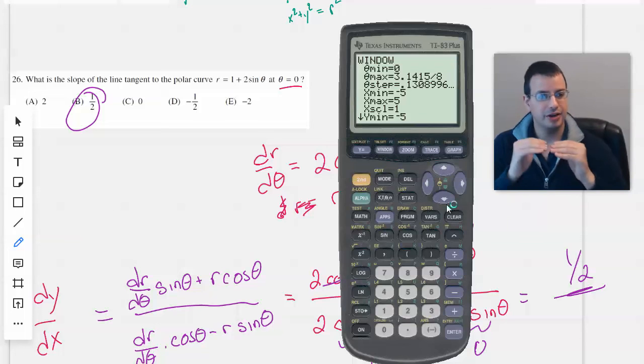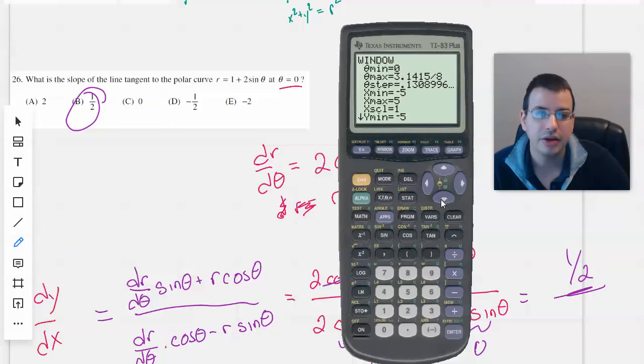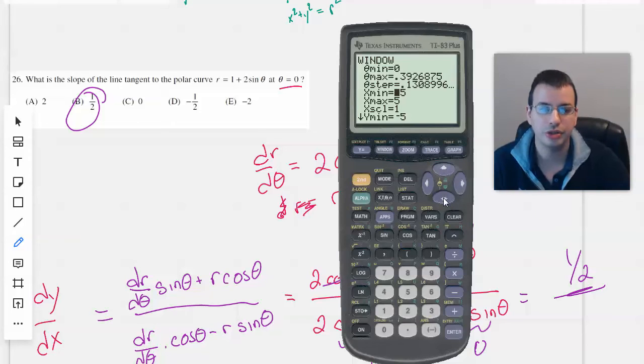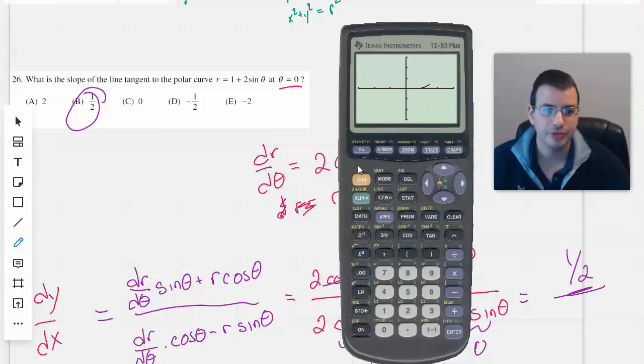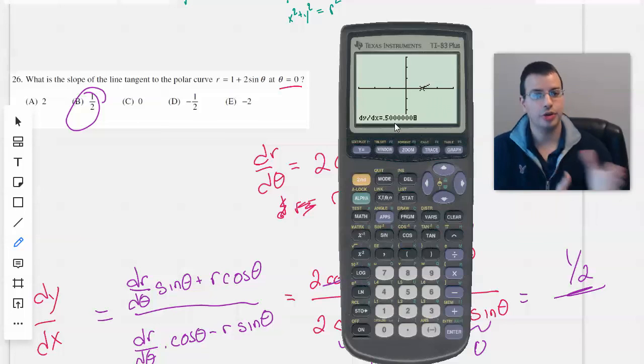3.1415 divided by 8. So we're going to go from theta from 0 to pi over 8. And then, let's see, our windows we'll do negative 3 to 3, because 1 plus 2 sine theta can't be bigger than 3, because sine will be at most 1. Yeah, we'll see what happens. Right there. Then we do second, calculate, dy/dx, at x equals 0, y equals 0. Sure, see that gives an answer?